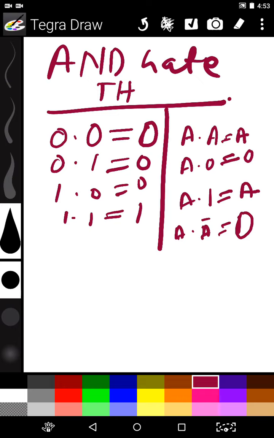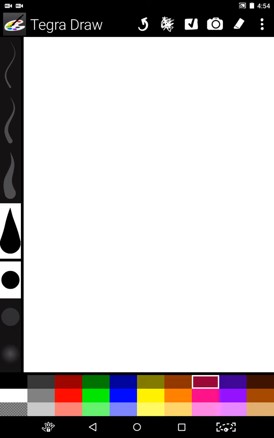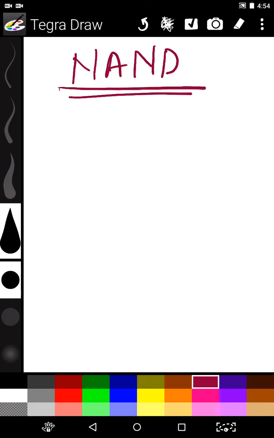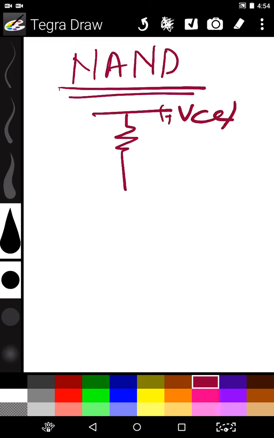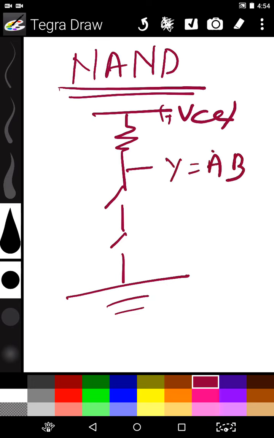Now we see the switch format of the NAND gate. AND plus NOT gate will be the NAND gate. This is the switch representation of the NAND gate. This is the VCC, the high voltage. The output is Y equal to (A·B) bar. This is the representation of the NAND gate. The NAND gate is the NOT output of the AND gate.